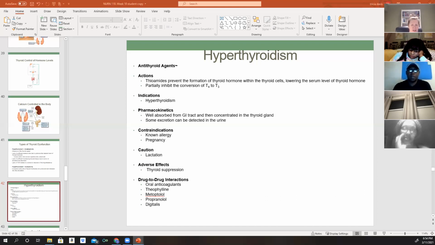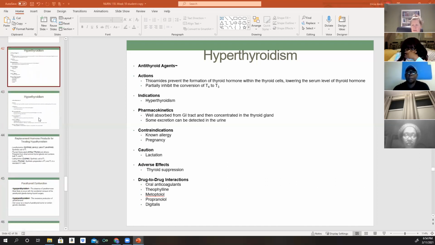So drug-to-drug interactions, we want to use cautiously with oral anticoagulants. They deem them not as effective sometimes. We want to use cautiously with metoprolol. We give that medicine for the heart, theophylline, propranolol, and digitalis. So those will cause this medication to not be as effective. So we just want to use cautiously.